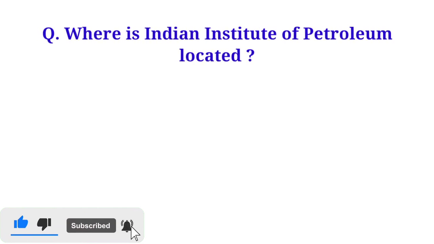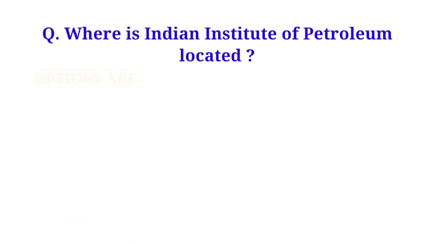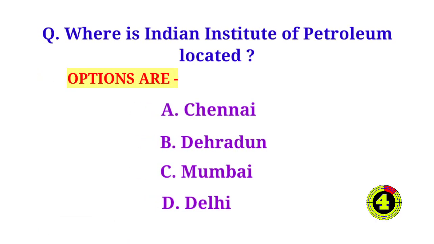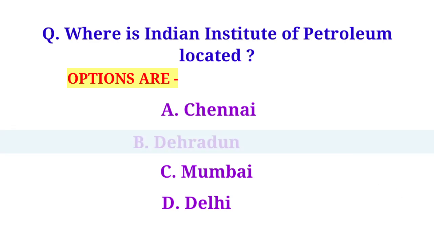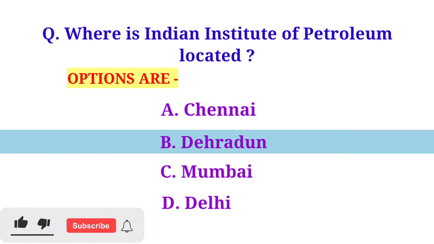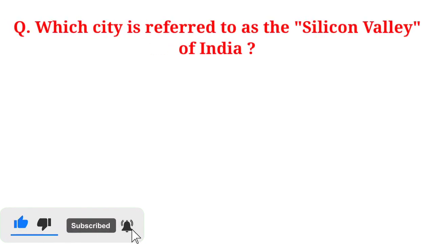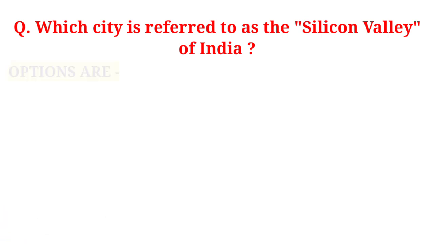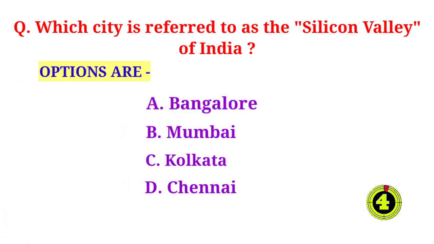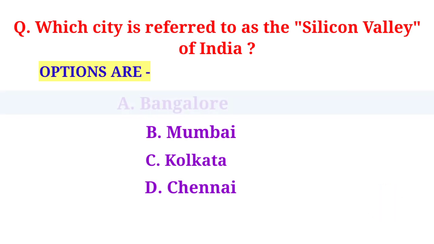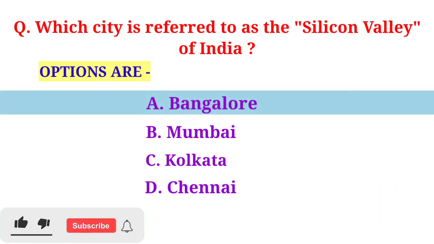Where is Indian Institute of Petroleum located? Option B, Dehradun, is the correct answer. Which city is referred to as the Silicon Valley of India? Option A, Bangalore, is the correct answer.